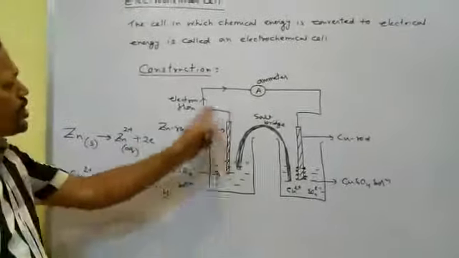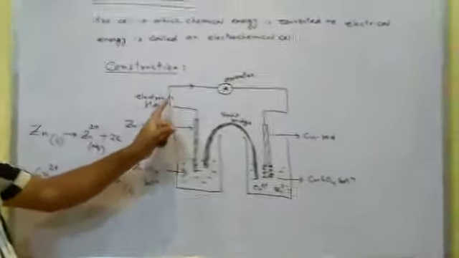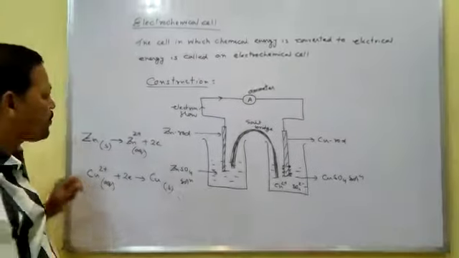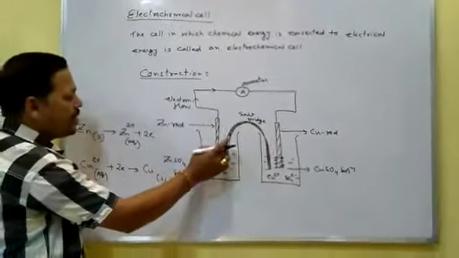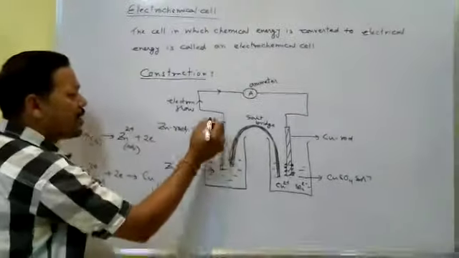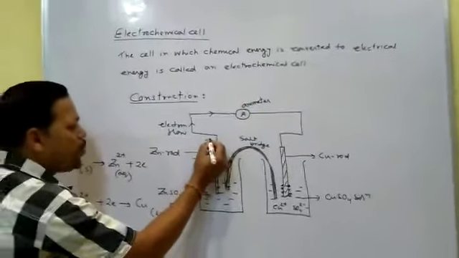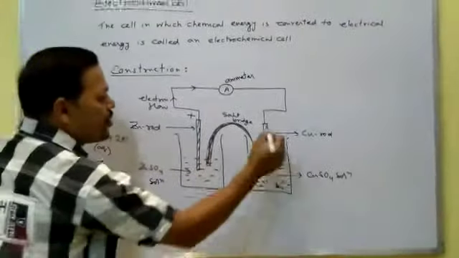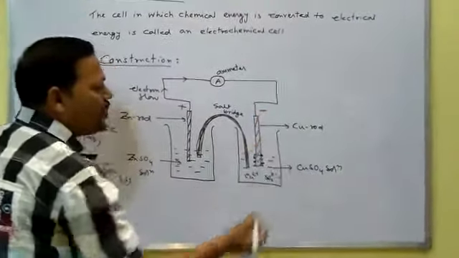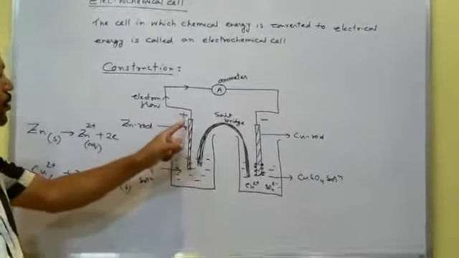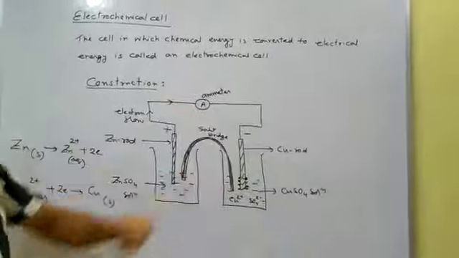Now this process will continue. The electrons will flow from the zinc rod to the copper rod. Here, since zinc releases electrons, this rod is considered the anode. And here gain of electrons takes place, that's why it acts as the cathode. I mean the electrons will flow from anode to cathode.